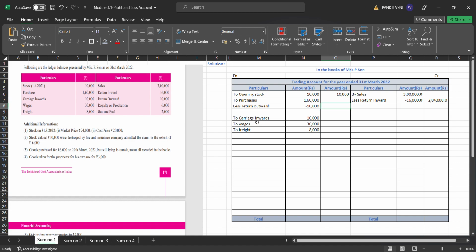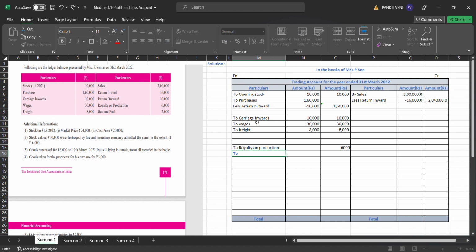10,000 opening stock will come as it is in the outer column. My other expenses will also come as it is in outer column. So this part is done. Now sales, return inward, return outward done. Royalty on production is again your direct expense. Okay, is your direct expense. So that is 6,000.